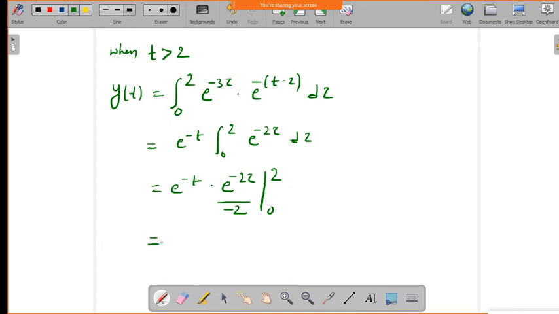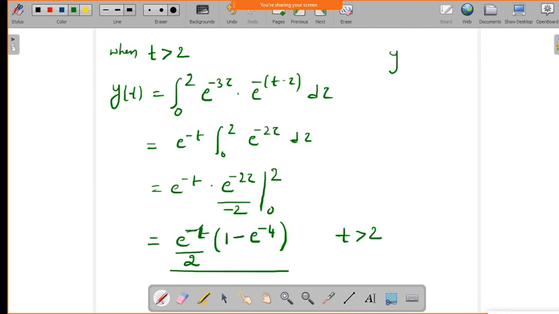So this will be equal to e power minus t by 2 into, if you take the limits, e power minus 4 and e power minus 0, which is 1. Since it is minus, taking it inside it becomes 1 minus e power minus 4. So this is when t is greater than 2. This is the output result we got.